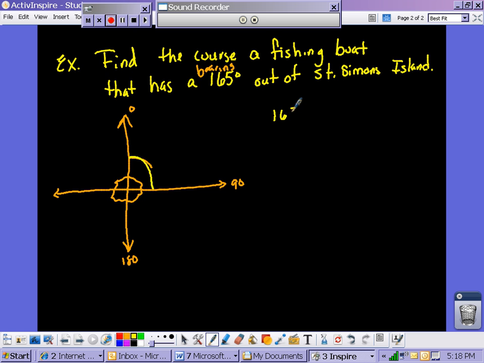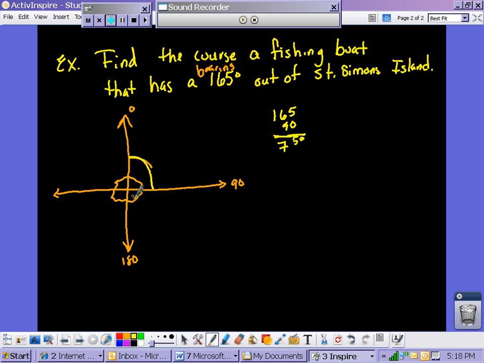So 165 minus 90 is going to give me 55 degrees. No, 65 degrees. Is that right? No, I can't subtract today. 75, because 16 minus 9 is 7. 75 degrees.